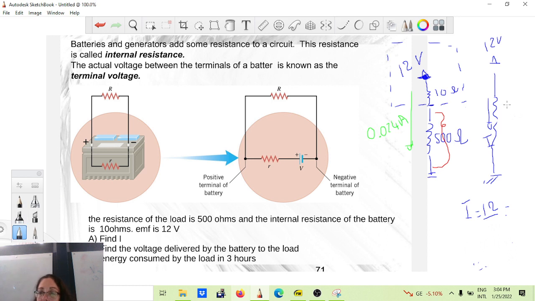No, no, no, I want all the decimals. Yeah, we need to keep everything. So it's going to be 0.02353. Okay, and now I can find the voltage drop here. So here I have 0.02353 times 500.